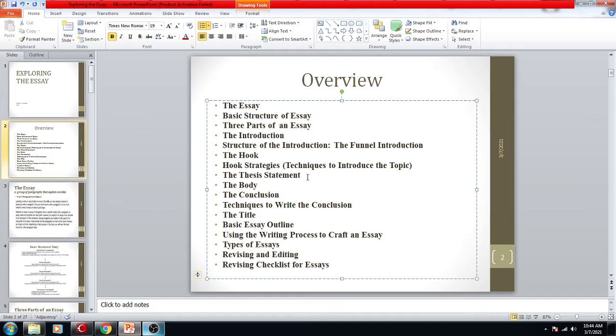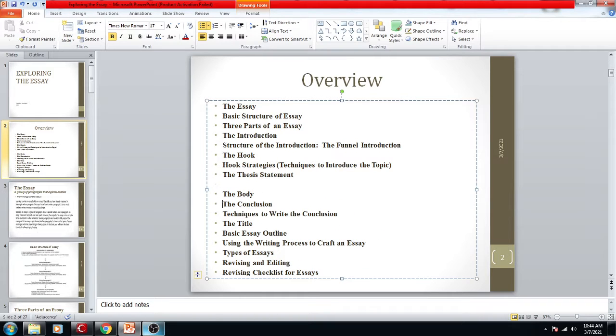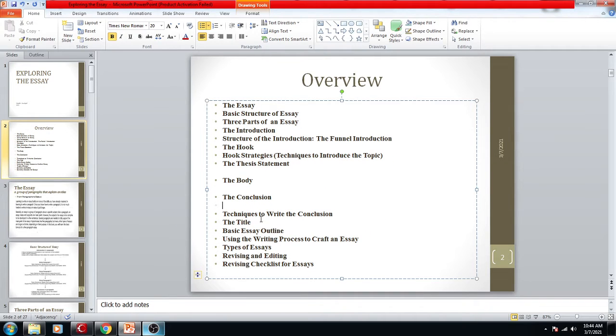So we're going to see some ways to write the conclusion, or what you should write in the conclusion, or a combination of things to be mentioned in the conclusion. The title, following the organization, following the presentation of the items in the chapter, the title comes here.